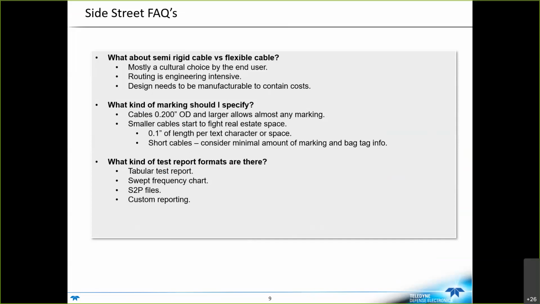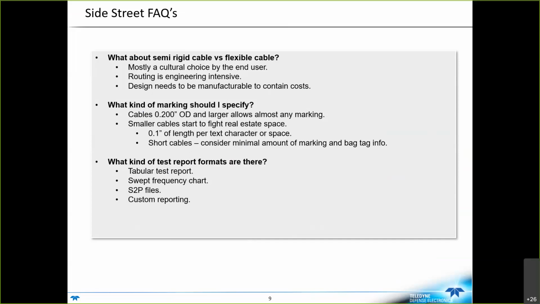Historically, most cables leave our facility with what we call a tabular test report. You've got 10 cables listed on it, with 10 values of maximum insertion loss, maximum VSWR, maybe phase offset if you bought phase match cables. That kind of data is there. A step up from that is what we call a swept frequency chart. So you're actually seeing a graphical representation of what the loss, the VSWR, and the phase look like. That way it's a little nicer for you to get an idea, maybe pick a point off that chart where your application is working.